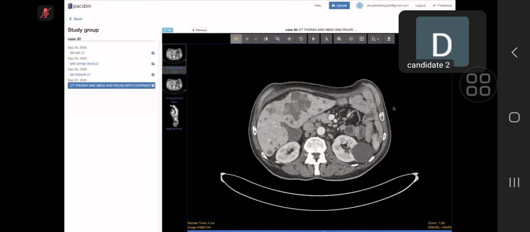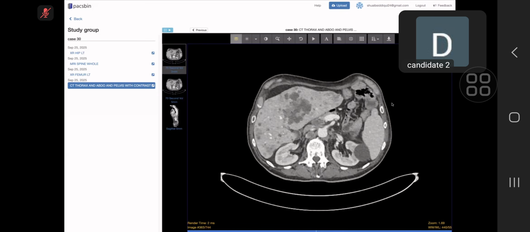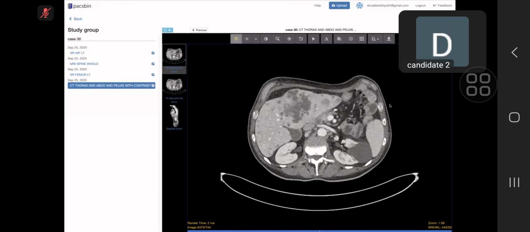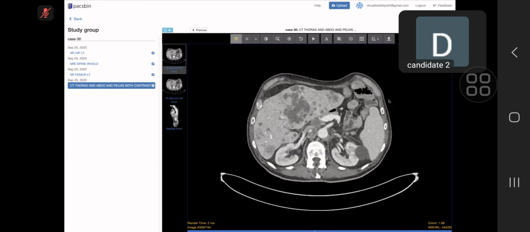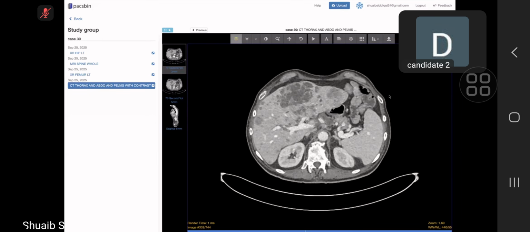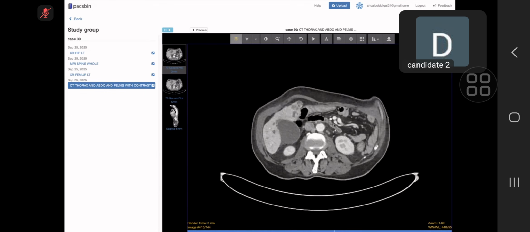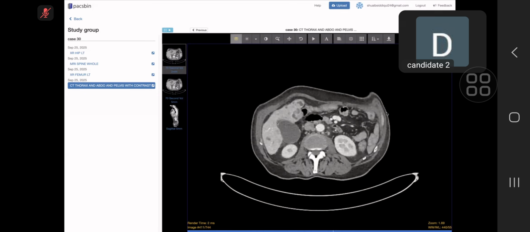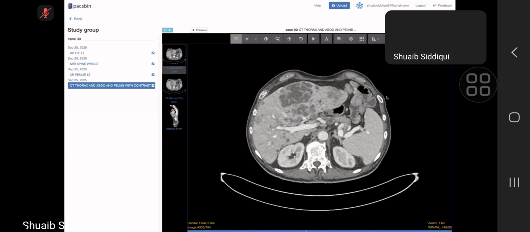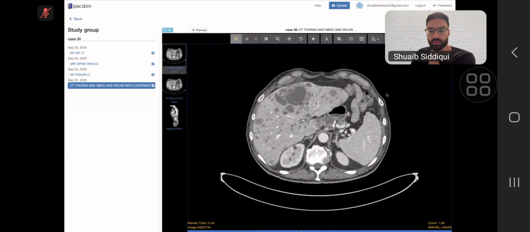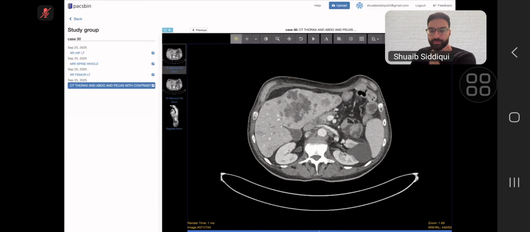In the liver, I can appreciate evidence of multiple hypodensities scattered through all the liver parenchyma. The large one appears to be related to the porta hepatis and the left lobe of the liver. I wanted to have a look at the gallbladder. The gallbladder appears slightly dilated. Okay, continue. That's fine. Where do you think the primary is?